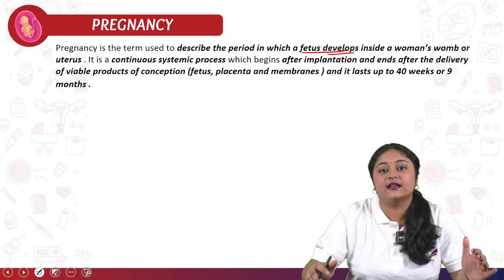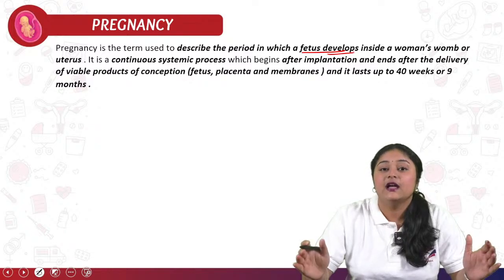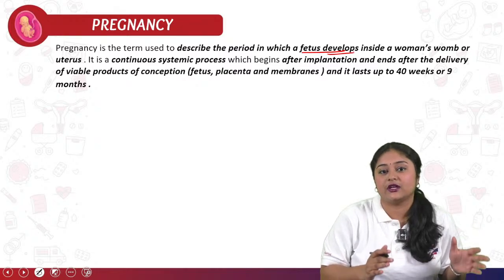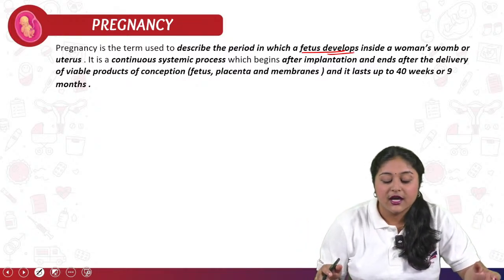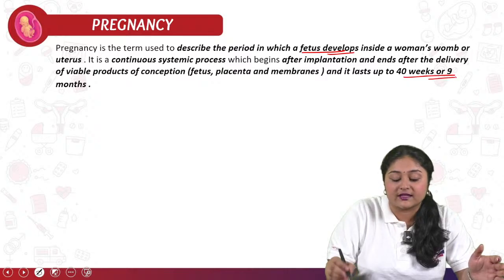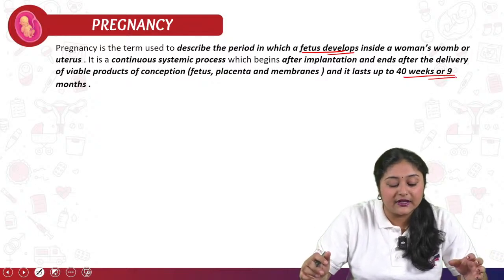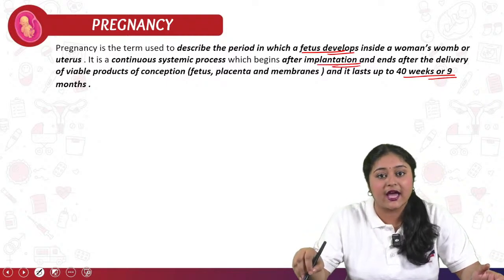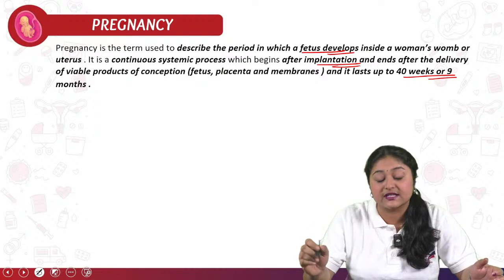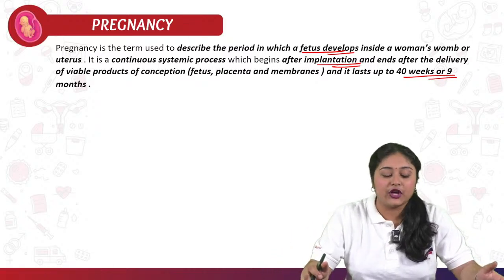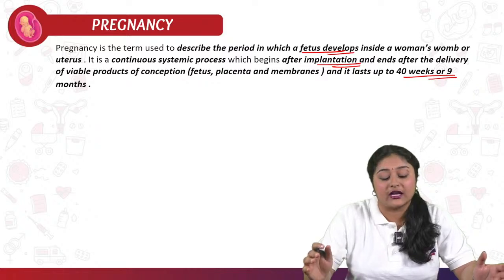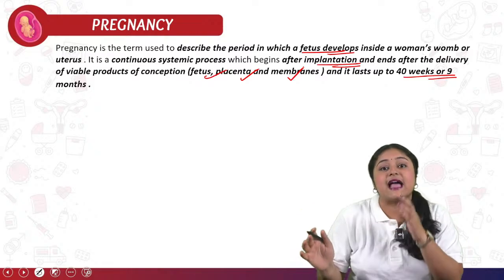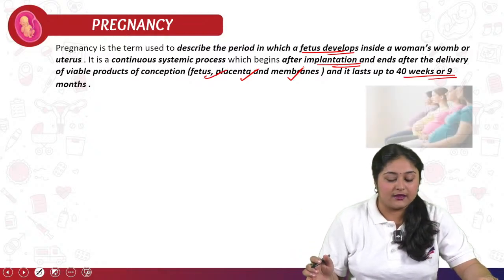It is completed after the delivery of a term baby from the inside of the uterus to the outside world. It takes around 40 weeks or 9 months. It is a continuous systematic process which begins after the implantation of the zygote in the myometrium layer of the uterus, and it ends after the delivery of the term baby or the viable product of conception, like fetus, placenta and membranes all together. It takes around 40 weeks or 9 months.